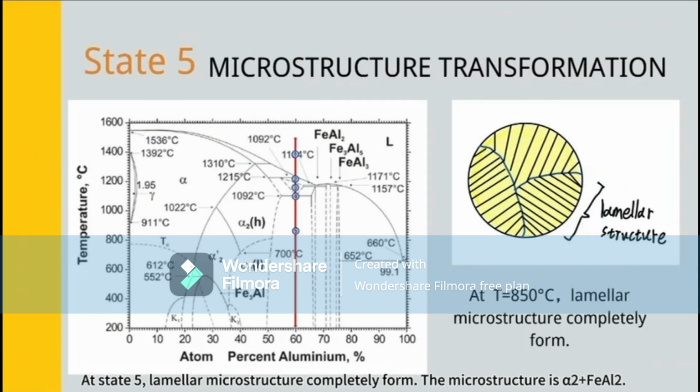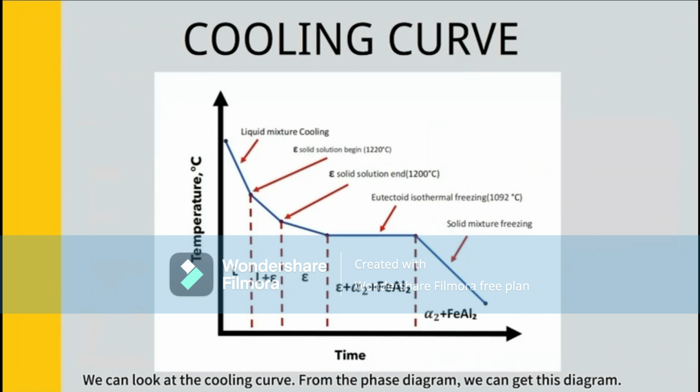And state 5, lambda microstructure completely formed. The microstructure is alpha-2 plus ferroaluminide. Now we can look at the cooling curve. From the phase diagram, we can get this diagram.